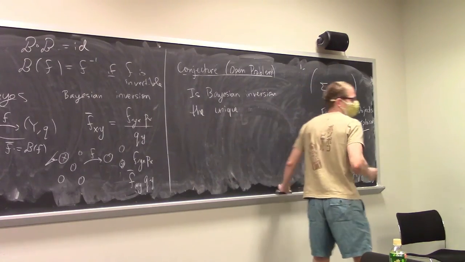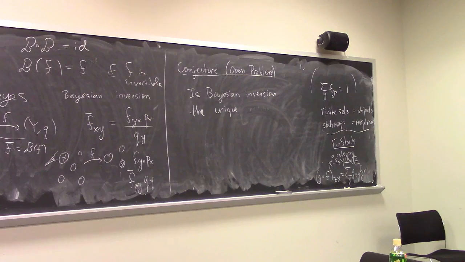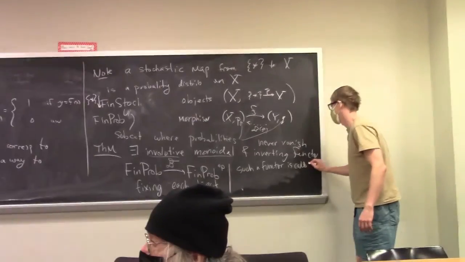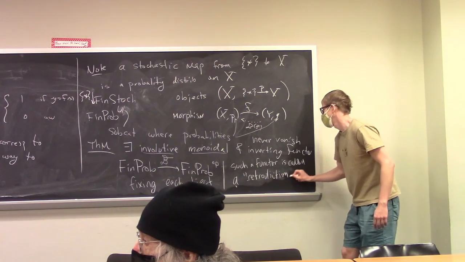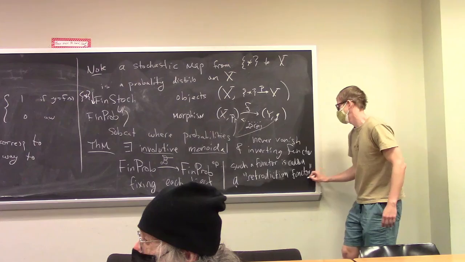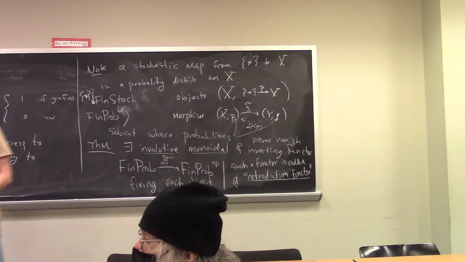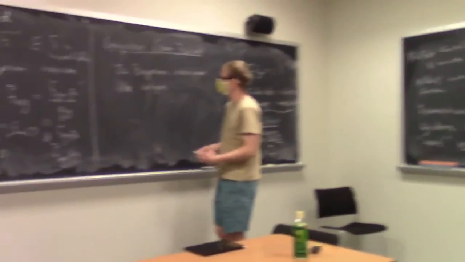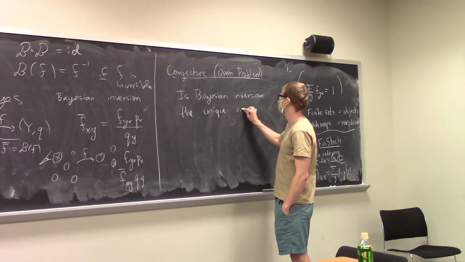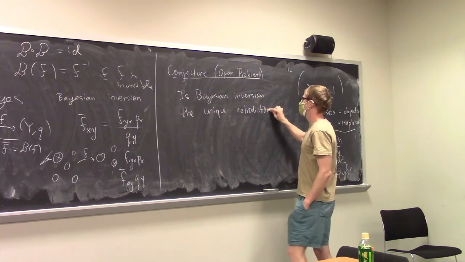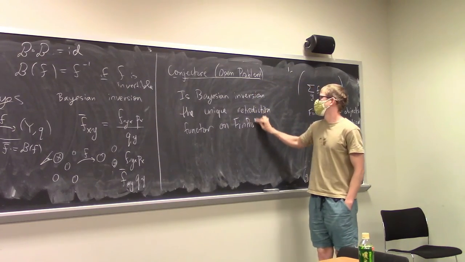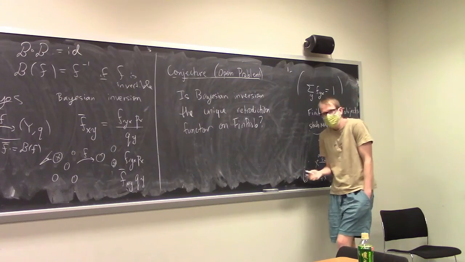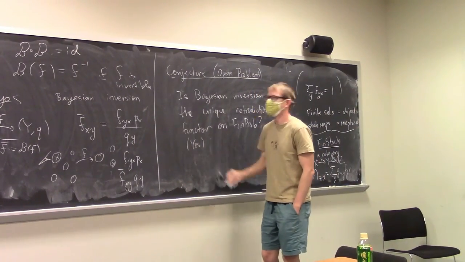Let me just give this thing a name. Such a functor is called a retrodiction functor. That's the name I'm giving to functors that satisfy this property. So the open question is: is Bayesian inversion the unique retrodiction functor on FinProb? I believe the answer is yes, but I have no idea how to prove it.